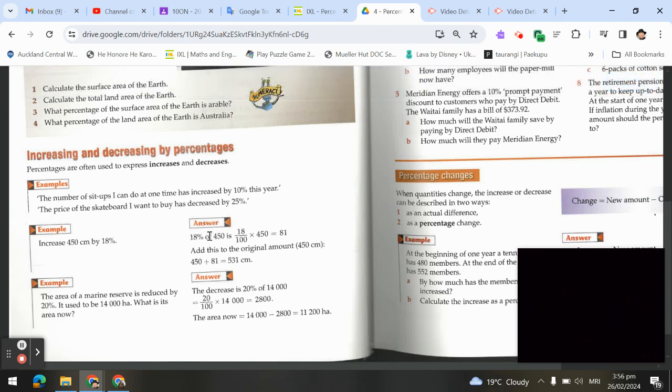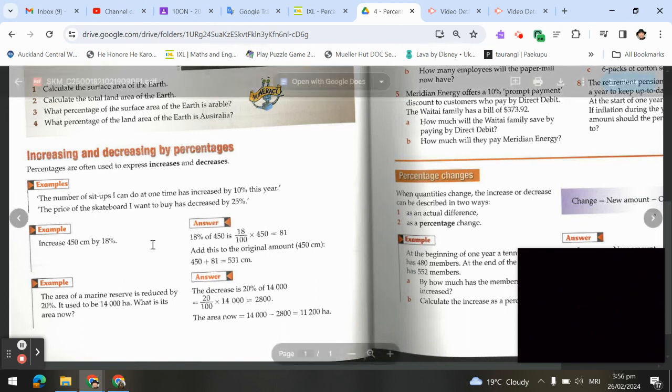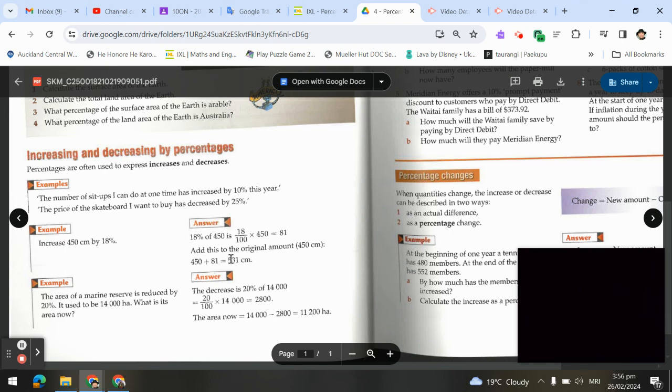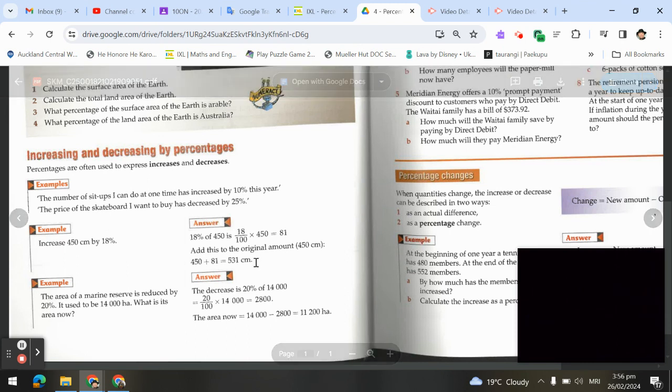Of course, 18%, 18 over 100. We remember from our last video the word "of" means to multiply. So we found 18% of 450. That gave us 81. And then we add that to the original amount. And an increase of 18% over 450 is now 531 centimeters.